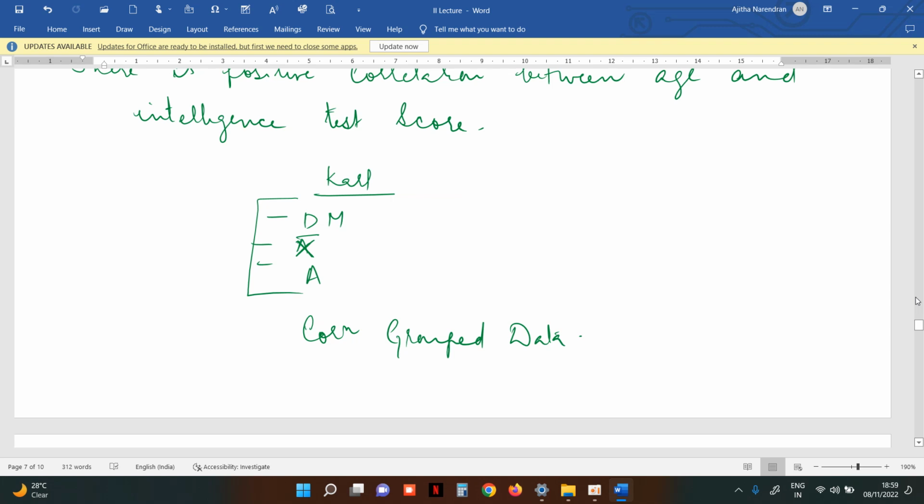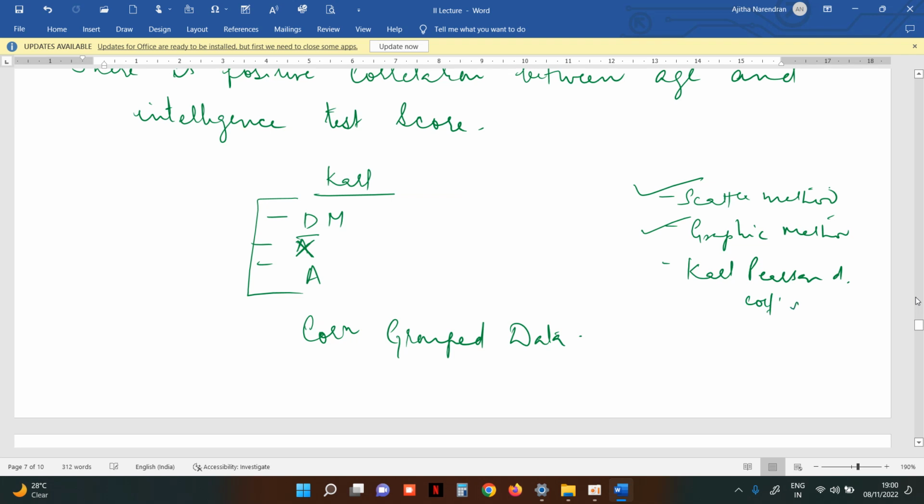So now we are done with the first method, scatter diagram method, second method, graphic method, and the third one, Karl Pearson's coefficient of correlation. This method we have already completed now. With this, this method is over. Now we will be seeing two more methods, that is rank correlation coefficient and concurrent deviation method, in the coming videos.